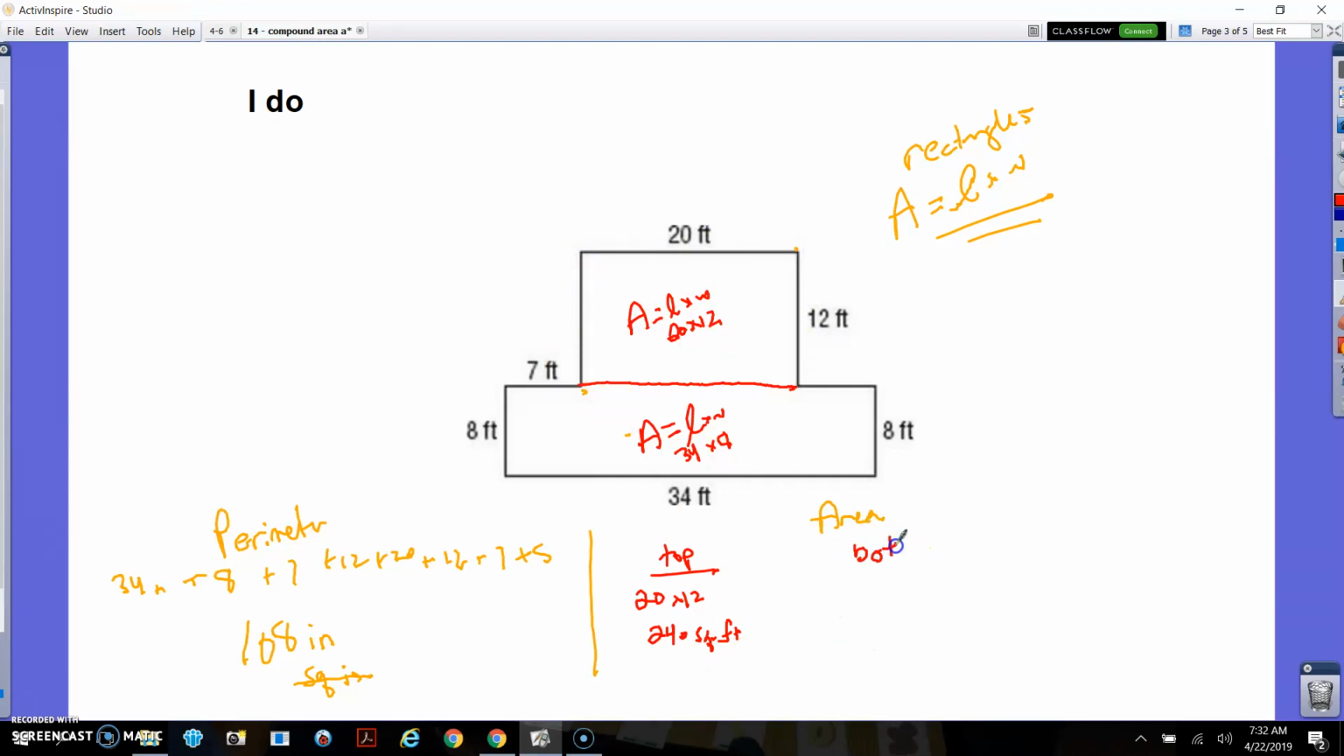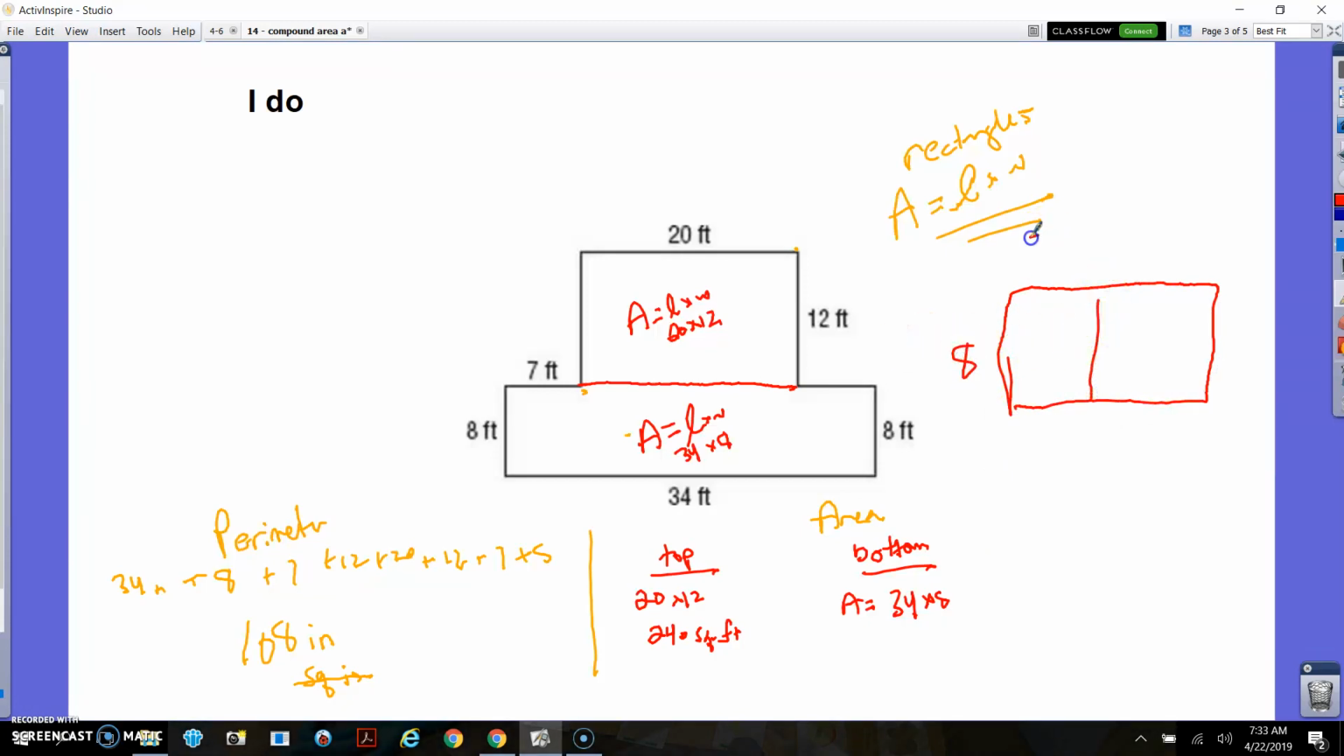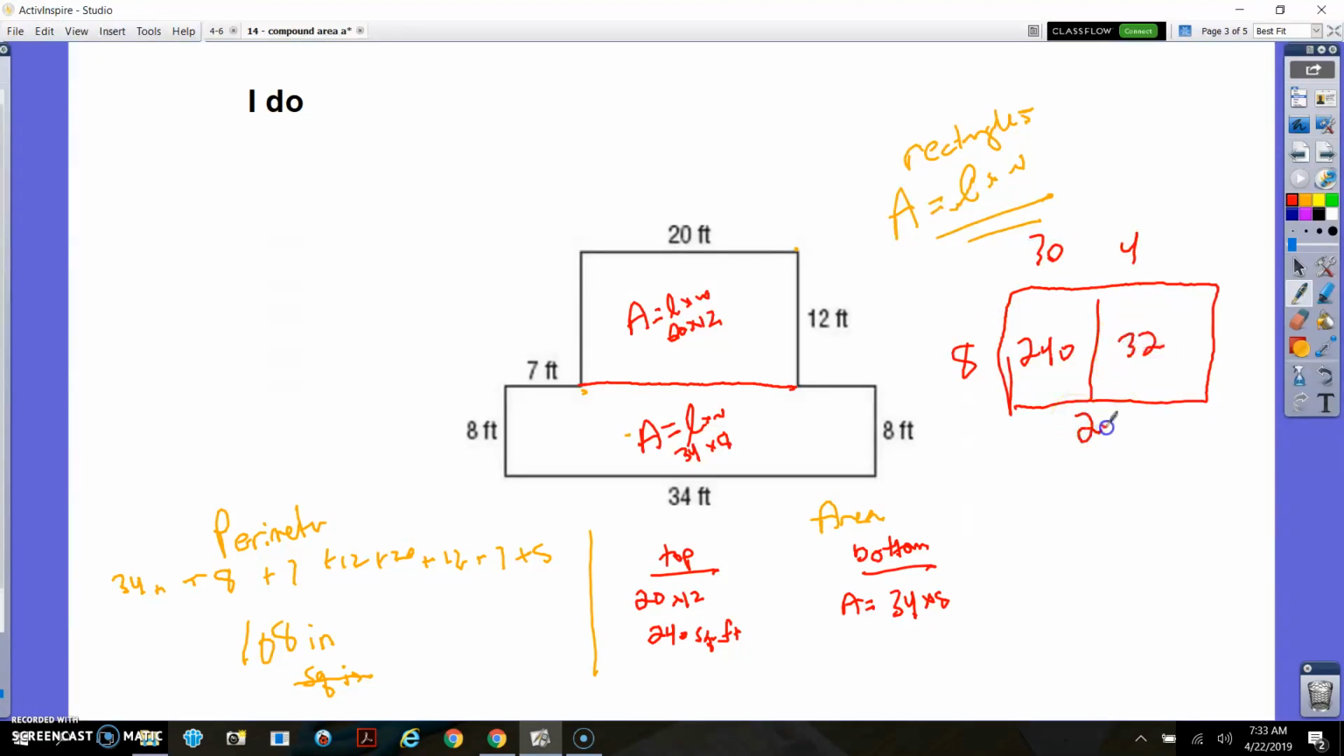And then the bottom has an area of 34 times 8. I don't think I can do that with a number talk strategy like I just did the other one. So I'm just going to have to do 8 times 34. That's 240. 8 times 4 is 32. 240 plus 32 is 272. So that's the bottom, square feet.